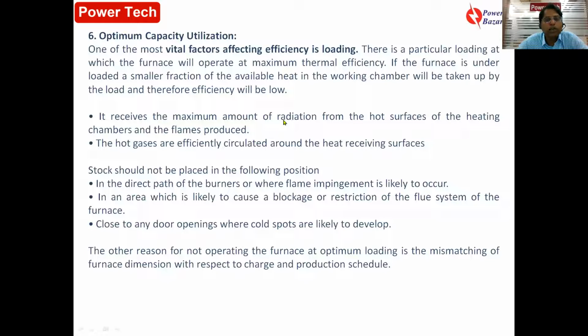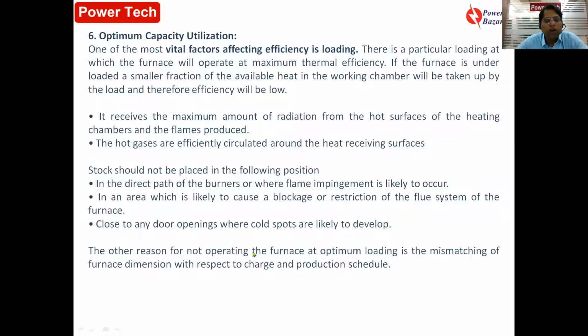Similarly, the load receives the maximum amount of radiation from the hot surface of the heating chamber, where the flames are produced and hot gases are efficiently circulated around the heat receiving surfaces. Now, stock should not be placed in the following positions. It should not be in the direct path of the burner that we have discussed, because flame impingement should not occur. It should not be in an area that causes blockage and restriction of the flue systems of the furnace, and it should not be placed close to the door opening where cold spots are likely to develop.